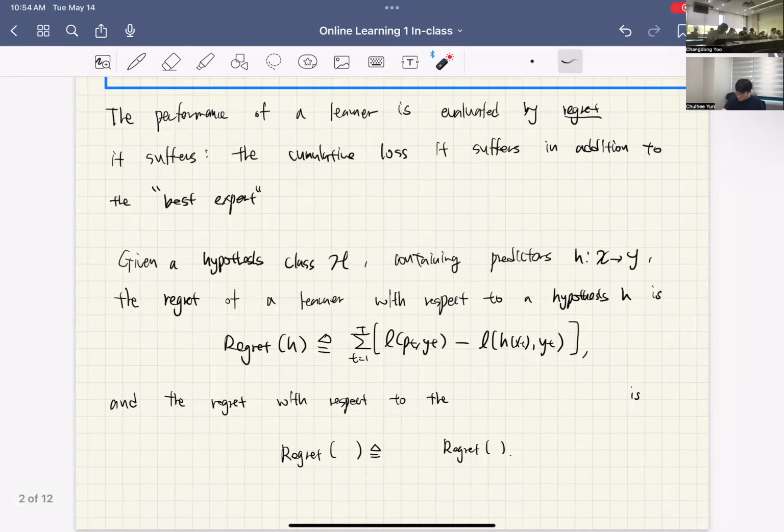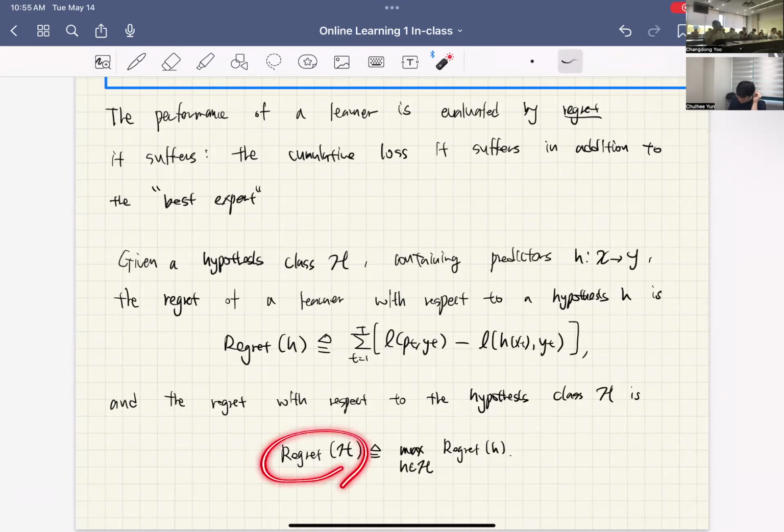And since we're talking about the hypothesis class H, we're actually interested in the performance of our learner in comparison to the best expert that is present in the hypothesis class. So the regret with respect to the entire hypothesis class H is naturally given as the maximum of the regret among the hypotheses in the class. Okay, so this is the regret, the sum of the loss that our learner suffers.